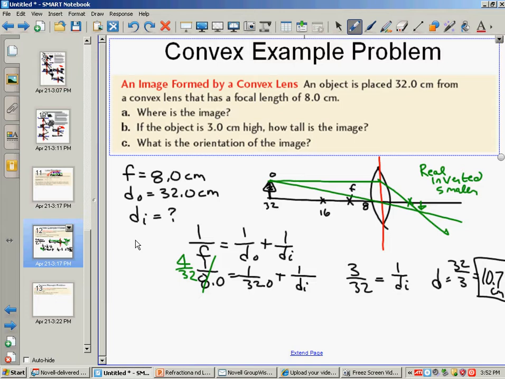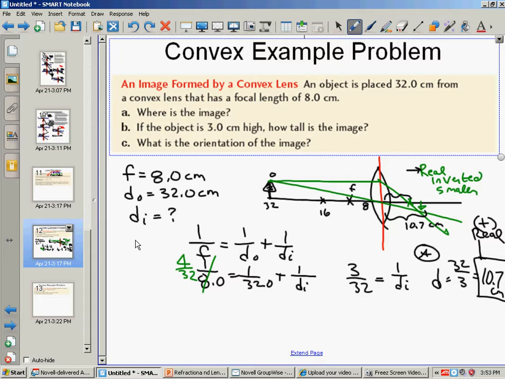So the distance is 10.7. And if you look at this distance right here, it's a little bit farther than the focal length because remember my focal length was 8, so this looks about right, even with my sloppiness. 10.7 centimeters. Now notice it's positive. When it's positive, that means it's real, which is what I said at the beginning. I predicted it was going to be real, so I should get a positive number. The picture should match up with your math. That's part A.